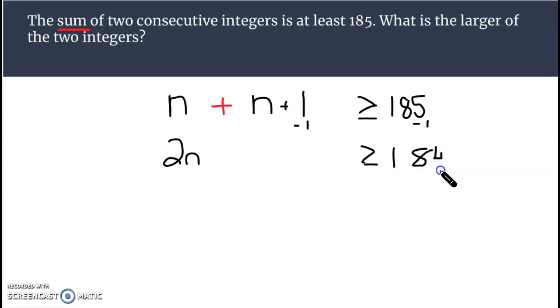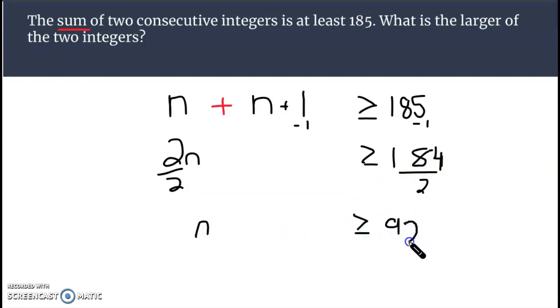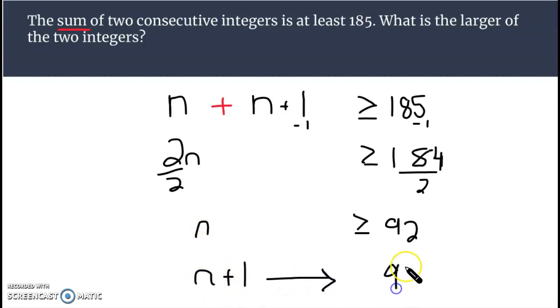We now need to divide by 2 to figure out what that first integer is. N has to be greater than or equal to, and it looks like 92. Alright, so the smaller integer n is 92, but the larger one would be n plus 1 more than that, 93. There we go. 93 is the larger of the two, 92 is the smaller of the two.